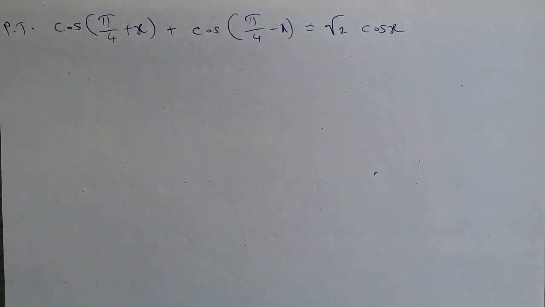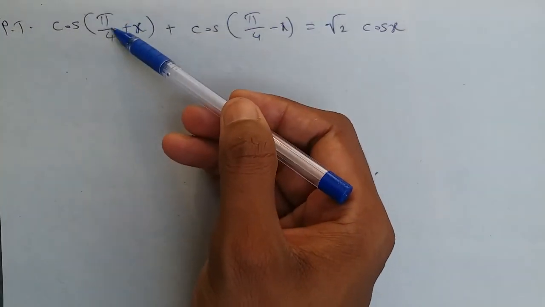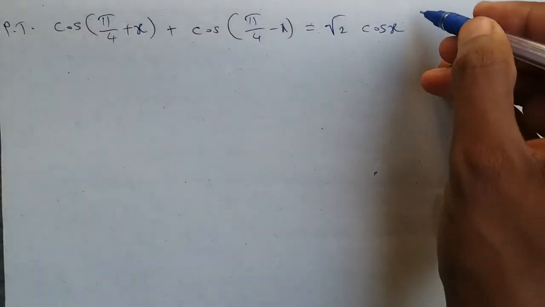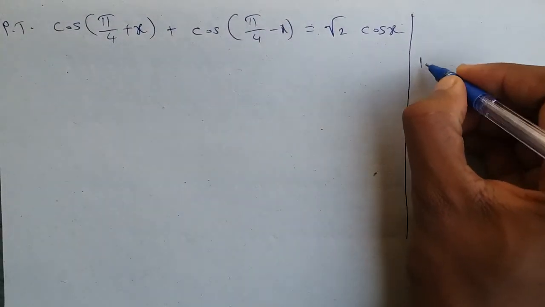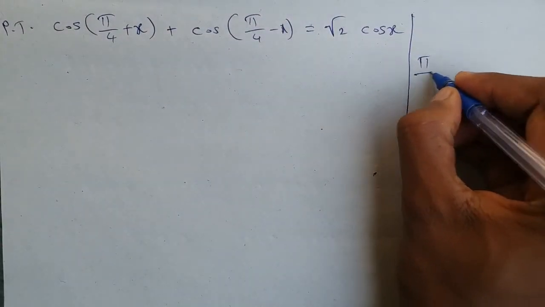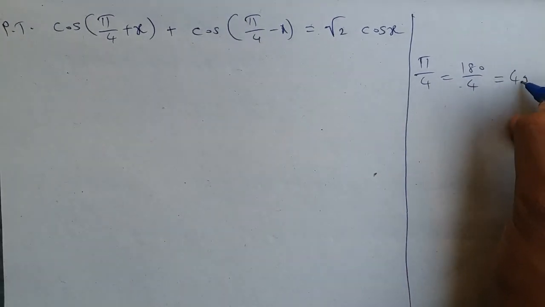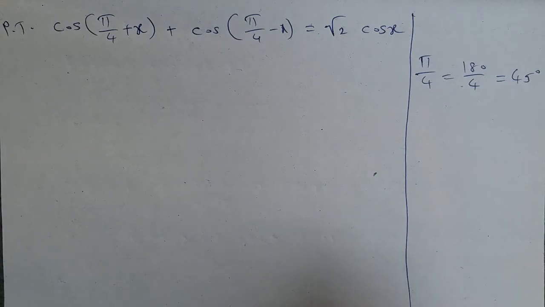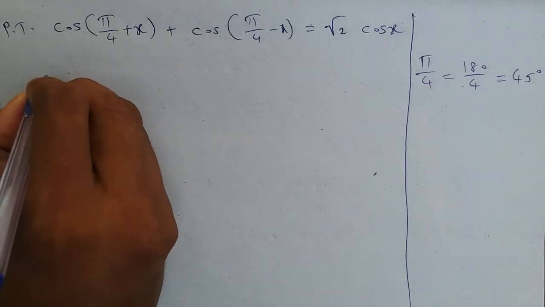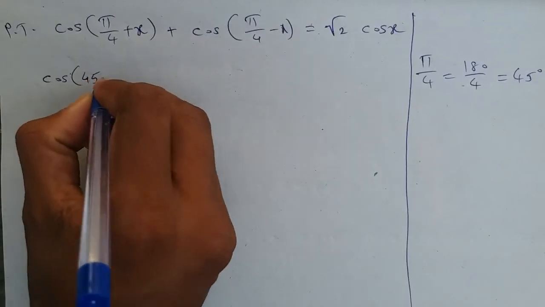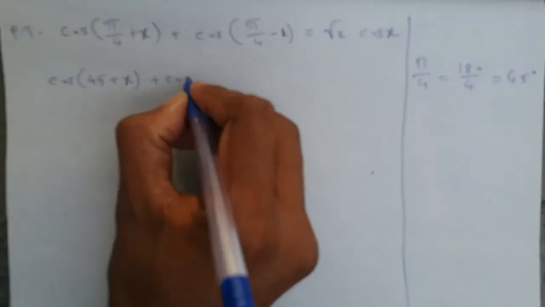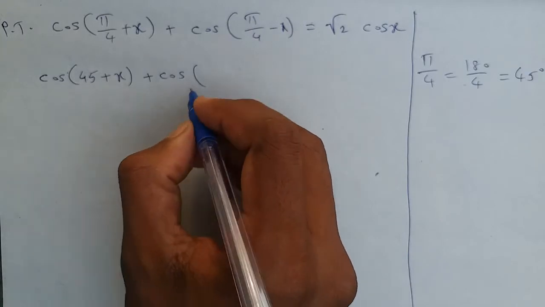Okay, the next question is, prove that cos of pi by 4 plus x plus cos of pi by 4 minus x is equal to root 2 cos x. Here pi by 4 is in radians, so first I will convert pi to degrees. Pi is nothing but 180, so pi by 4 is 180 divided by 4, which is equal to 45 degrees. So in place of pi by 4 I will substitute 45 degrees. So we get cos of 45 plus x plus cos of 45 minus x.